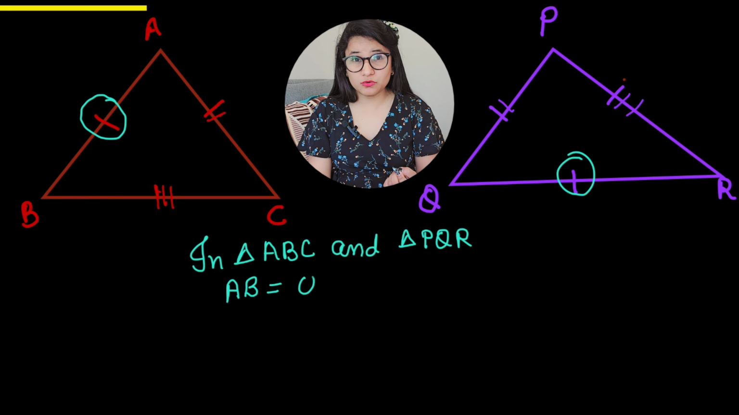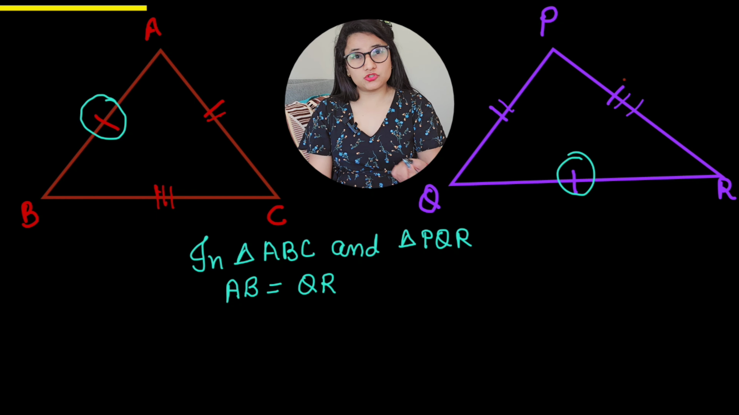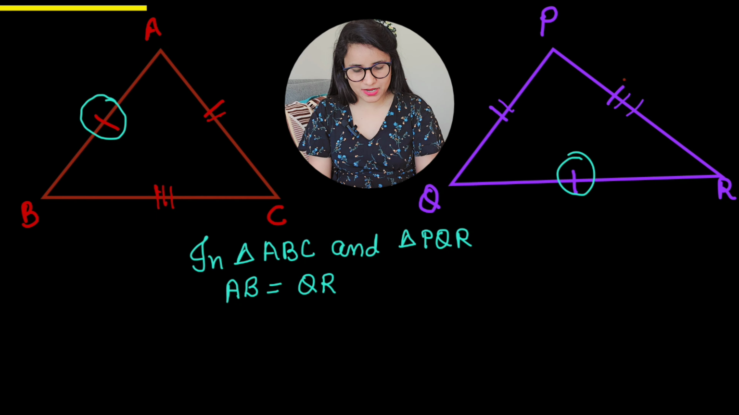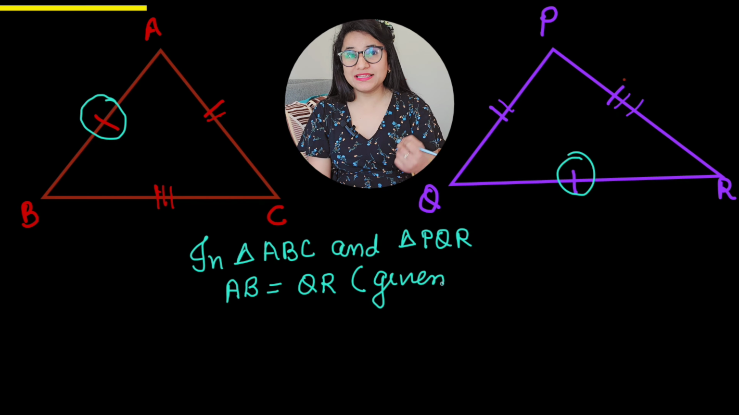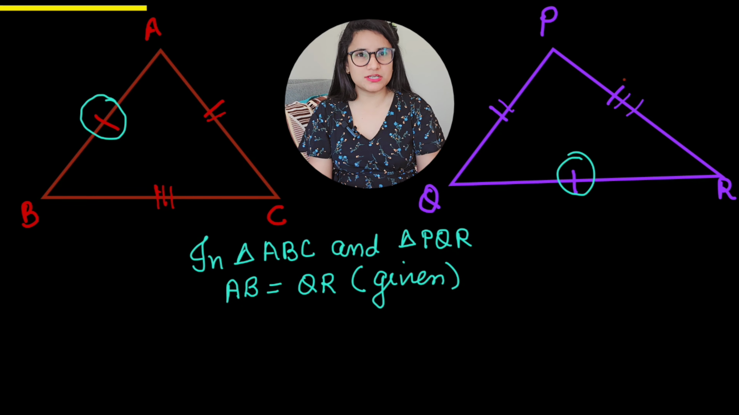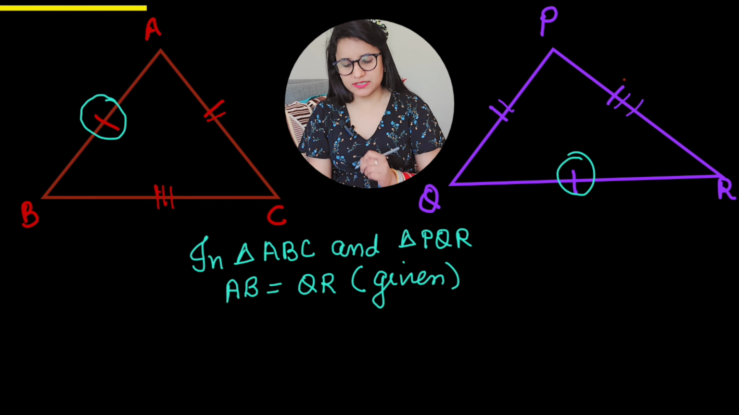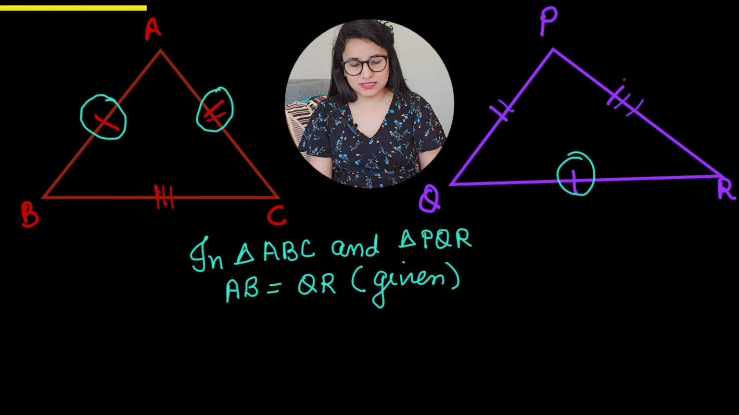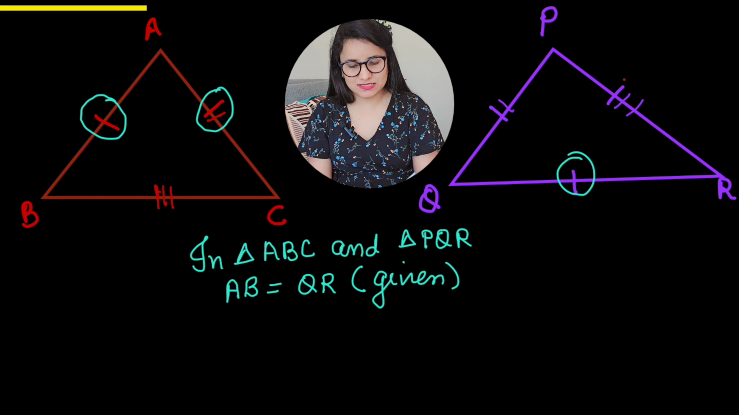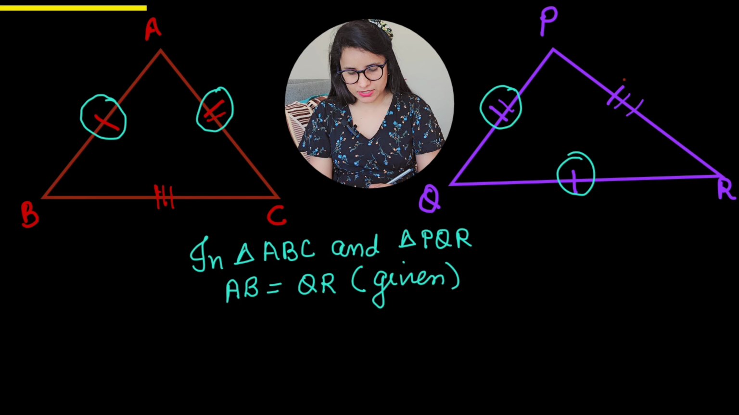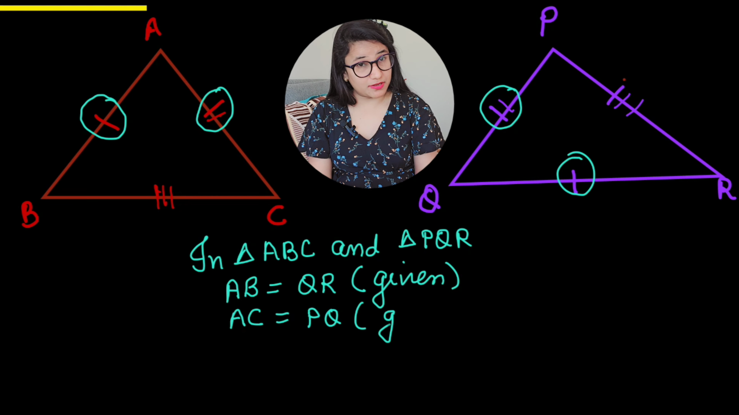And why are they equal? Simple, it is already given to us. So in the bracket, you will write down the reason as given. If the things are already there in your diagram, you will simply mention that. Coming to the second one, if I take two dashes here, AC, which side is equal to AC? Right, it is PQ. So in the next step, you will write down AC is equal to PQ. And again in the bracket, the reason will be given.